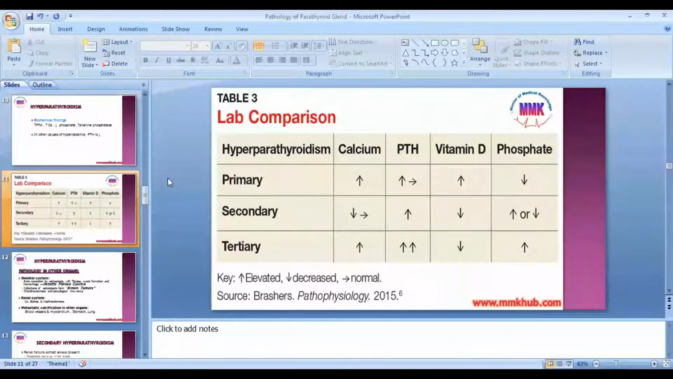We can compare the various types of hyperparathyroidism: primary, secondary, and tertiary. We will discuss these types shortly in the next few slides. On the basis of the biochemical parameters, we can differentiate between these three types.